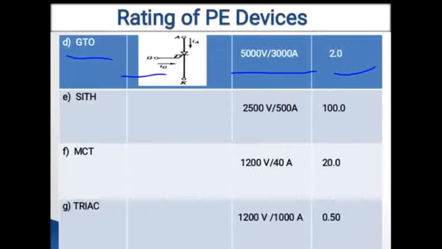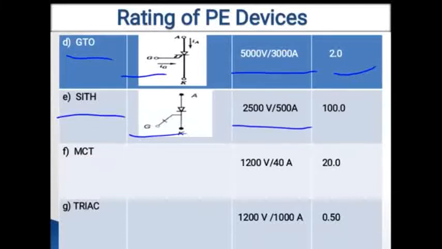Next is SITH, that means static induction thyristor. In this diagram you can see the symbol for SITH, with anode, cathode and gate, and the voltage rating for this device is 2500 volt and 500 ampere, and it has a frequency range in the order of 100 kilohertz.